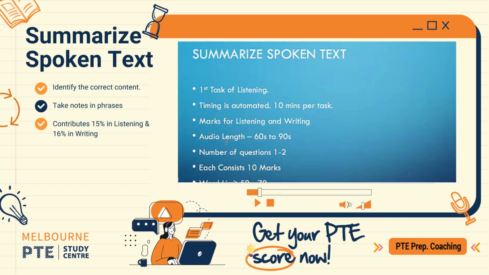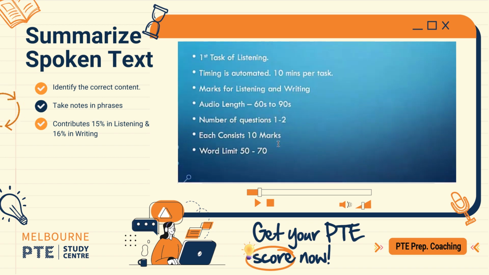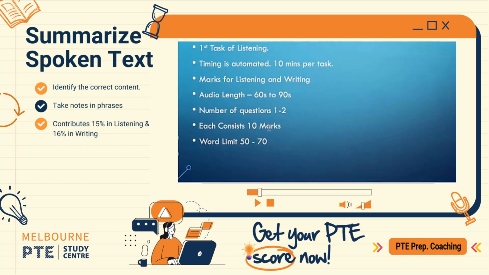Marks for listening and writing. Audio length, as I said, can be 60 to 90 seconds long. Number of questions, anywhere 1 to 2. Generally, you get 1 or 2 questions, each worth 10 marks. And remember the word limit: for summarized spoken text, the word limit is 50 to 70. That means your summary must be between 50 and 70 words.